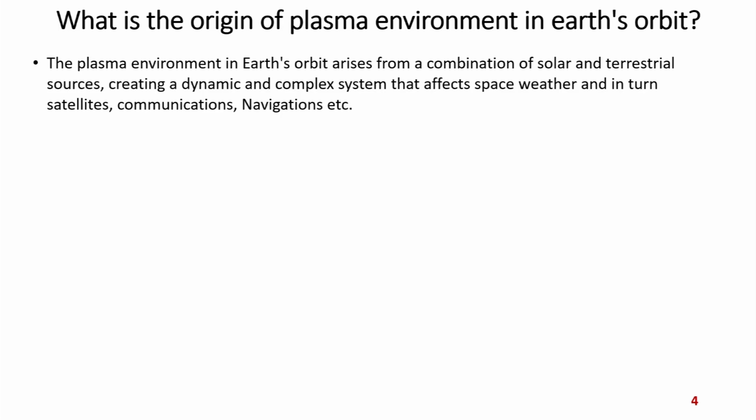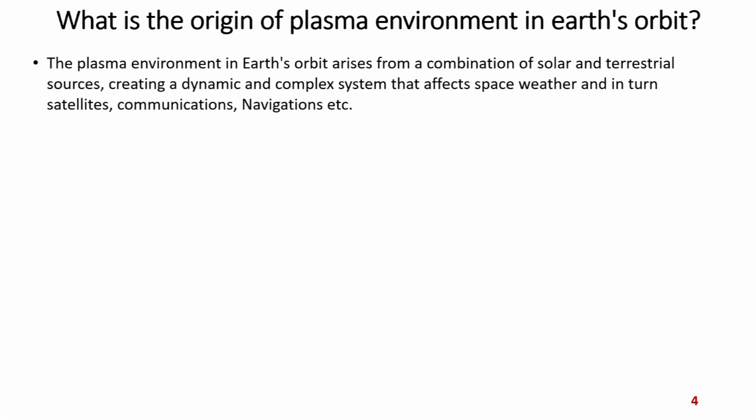So, plasma comes out through different layers, and because of this the sun emits a continuous flow of charges. This is called the solar wind. This plasma environment in the Earth's orbit is a combination of two sources: one is solar and the other is terrestrial. Terrestrial sources means near Earth. Near Earth, it is again created by the sun, that is by the ionosphere.